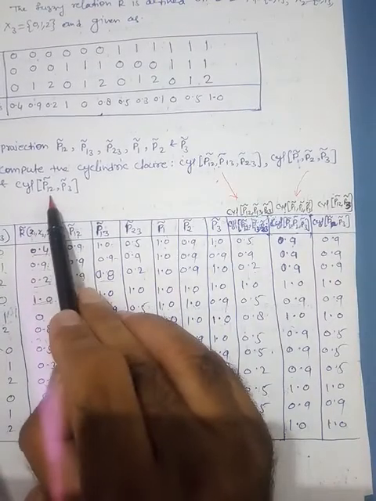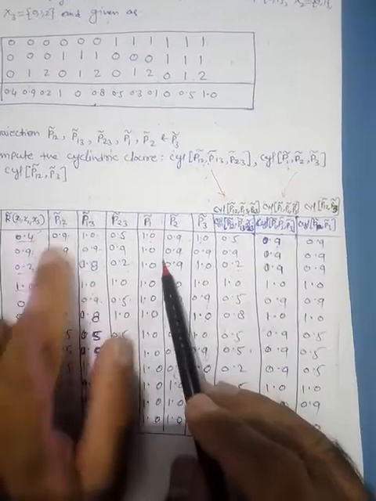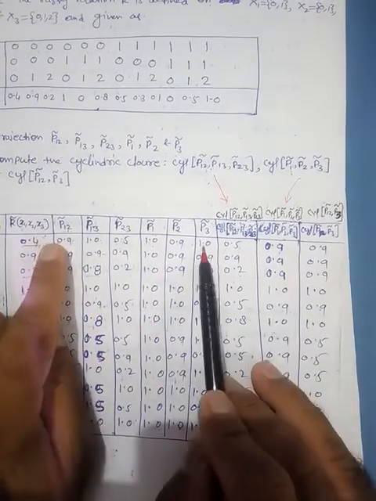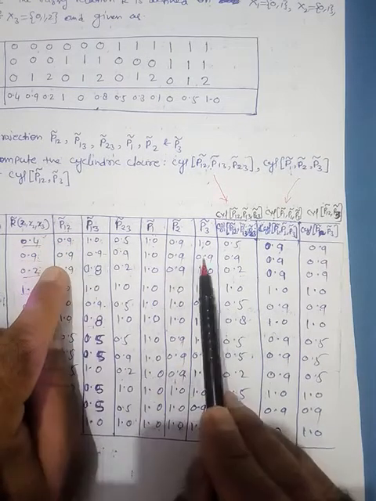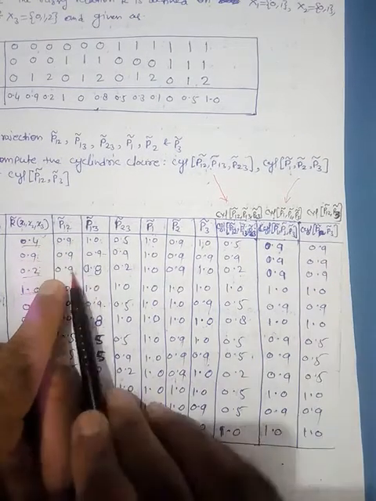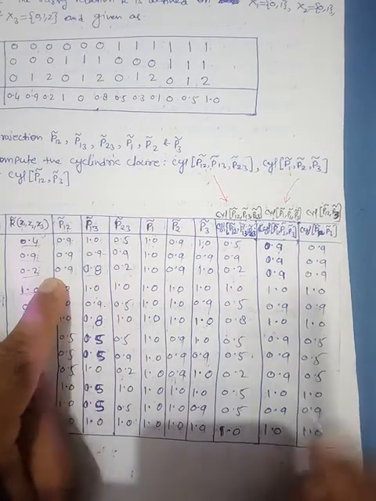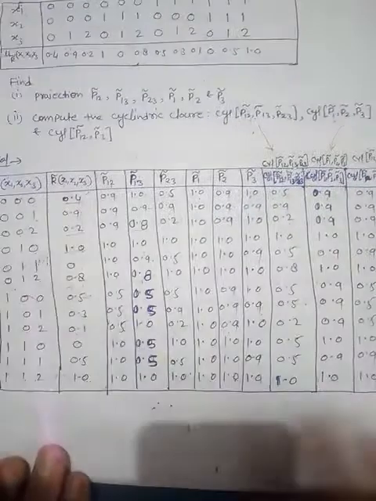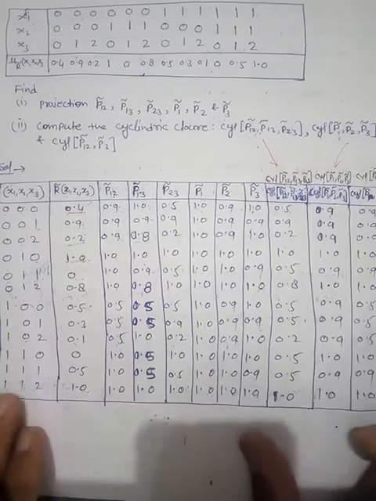And now the last part is the cylindrical closure of P12 and P3, which is written here. Now P12 is this and P3 is this. So the first and last column are this. The minimum of these two is 0.9, the minimum of first and last is 0.9, the minimum of 0.1 and 0.9 and 1 is 0.9, and so on. So these are written here, and these are the cylindrical closures. Fine, so this is the way to deal with this problem.